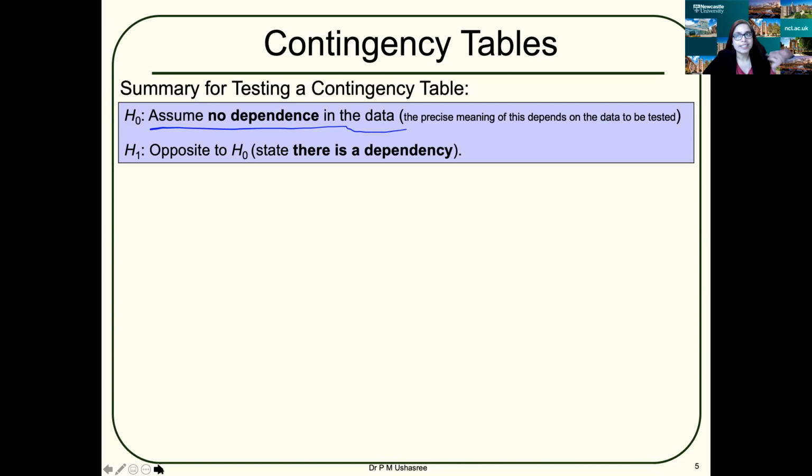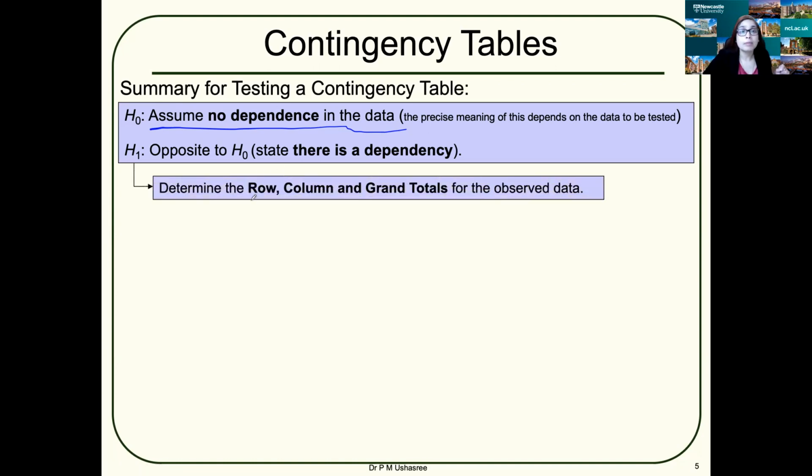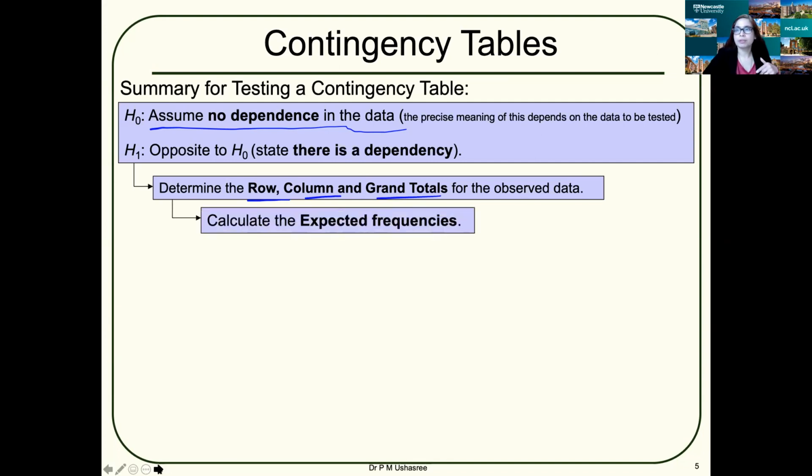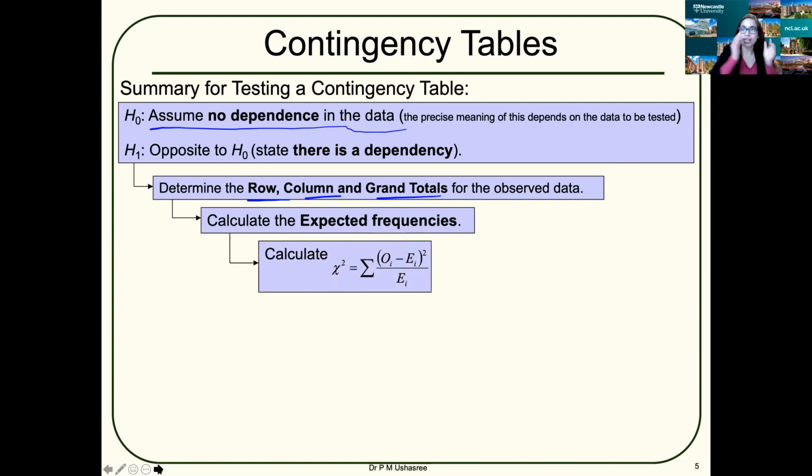Now we have to calculate the expected frequency. But unlike the goodness of fit test, here you first have to determine the row total, column total, and grand total for the observed frequency. We're going to see that. Then we calculate the expected frequencies. Once you calculate the expected frequency and you already know the observed frequency, you can calculate the chi-square statistic for each cell. We're going to see that with the example.